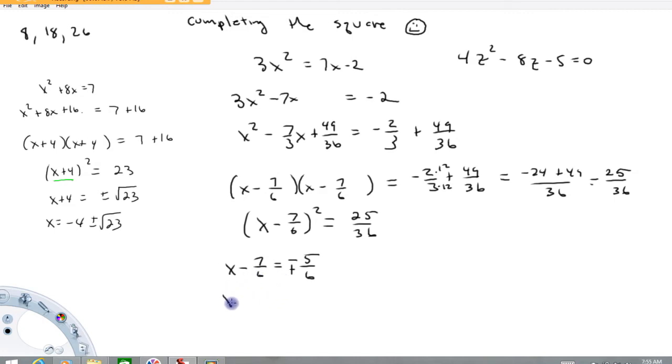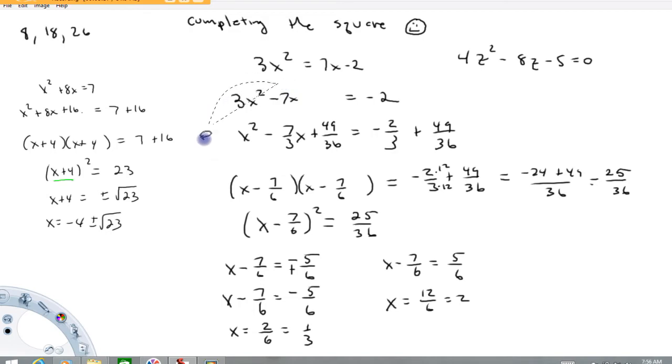Right, so one possibility is that x minus 7/6 is equal to minus 5/6. The other possibility is that x minus 7/6 is equal to plus 5/6. Solving this one for x by adding 7/6 to both sides, that's going to give us 2/6, when you take minus 5 plus 7 over 6, which is 1/3. There's one solution. Over on the right, when we add 7/6 to both sides, we're going to get 12/6, which is 2. So our two solutions are 1/3 and 2 for this animal.